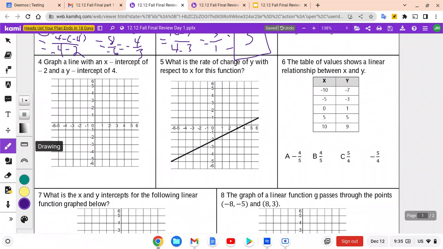Okay, graph a line with the x-intercept of negative 2. Well, this is the x. And then a y-intercept of 4. This is the y. So here's negative 2 on the x, positive 4 on the y. And, ooh, that was terrible. All right. Just make sure you do a better job than I do. You connect the dots, and that graphs the line.